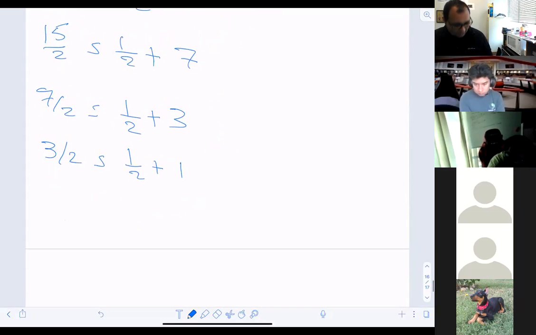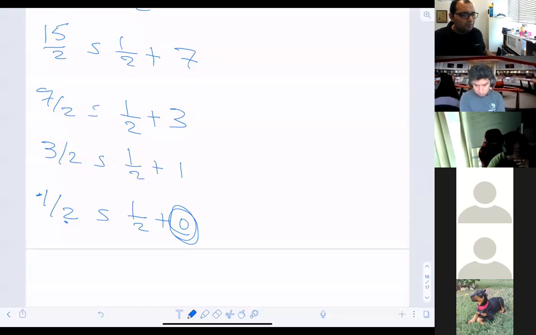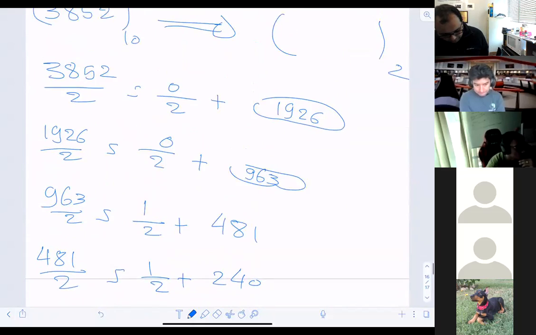Now, the moment 1 divided by 2, the value here is lower than this value, right? Yes, it's going to give me a fraction and nothing as a quotient. So it's going to be half plus 0. This 0 is telling me no more. That makes sense? Now I start collecting my info here, right?